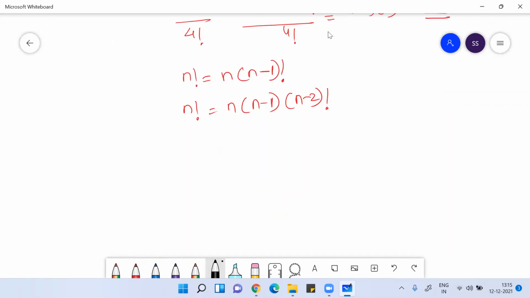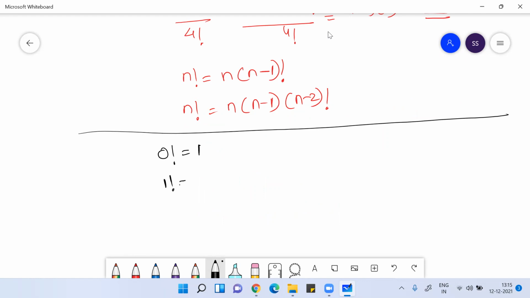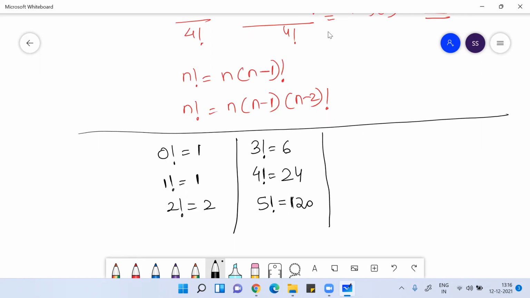It's not very difficult to solve questions based on factorials. Now you should remember: 0 factorial is 1. 1 factorial is 1 into 1, which is 1. 2 factorial is 2 into 1, which is 2. 3 factorial is 3 into 2 into 1, which is 6. 4 factorial is 4 into 3 into 2 into 1, which is 24. 5 factorial is 120. Then 6 factorial is 6 into 5 into 4 into 3 into 2 into 1.